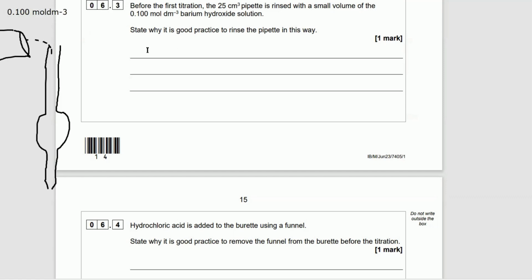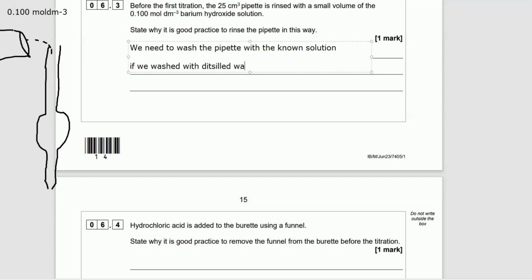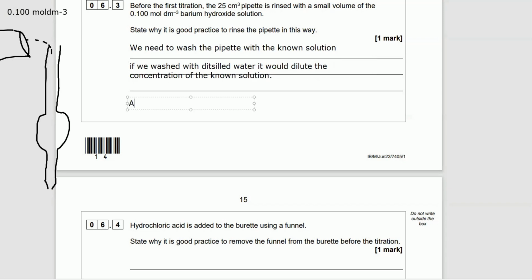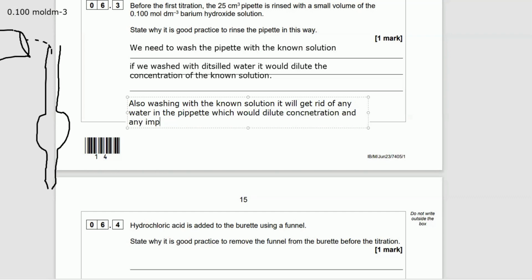Now, if we're going to put in it the known concentration, we mustn't rinse it with water. If we wash this pipette with water, it's the known solution. We're going to dilute it. And this means it's no longer going to be a known solution. It's going to have a lower concentration than we thought. Also, there might be some water left over in it. So you should always wash it with some of the known solution. That way, you're not going to alter the concentration at all. So wash it with the known solution. You won't alter the concentration. It will get rid of any water or any impurities in the pipette without diluting the concentration of the known.